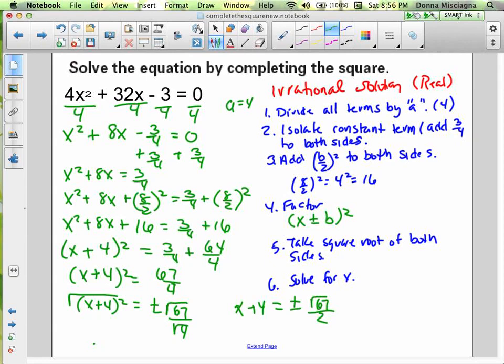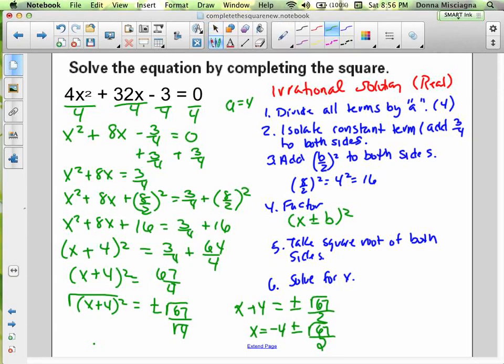And now we'll just subtract 4 from both sides. So we have x. My ears keep popping, so it's hard for me to hear myself talk. It's really annoying. So we have x equals negative 4 plus or minus the square root of 67 divided by 2, and there we're done.